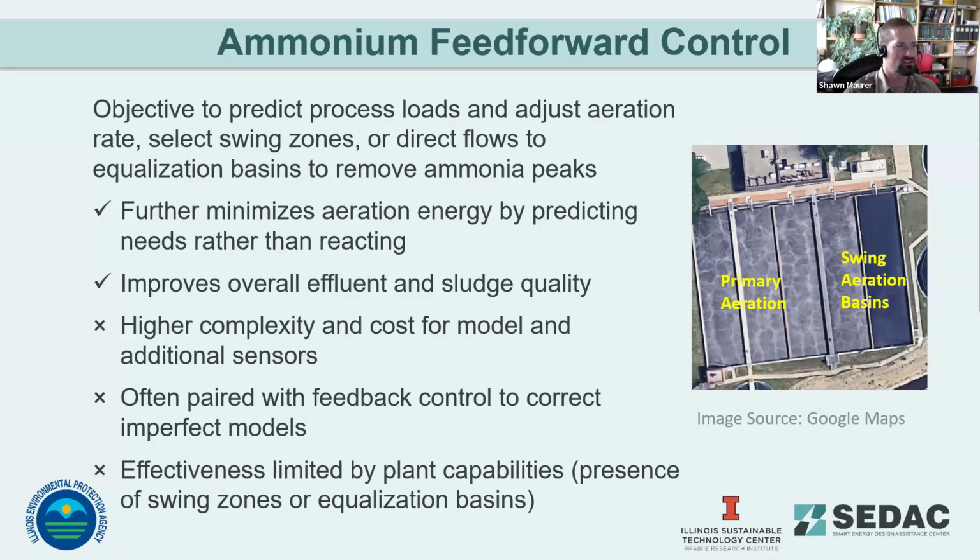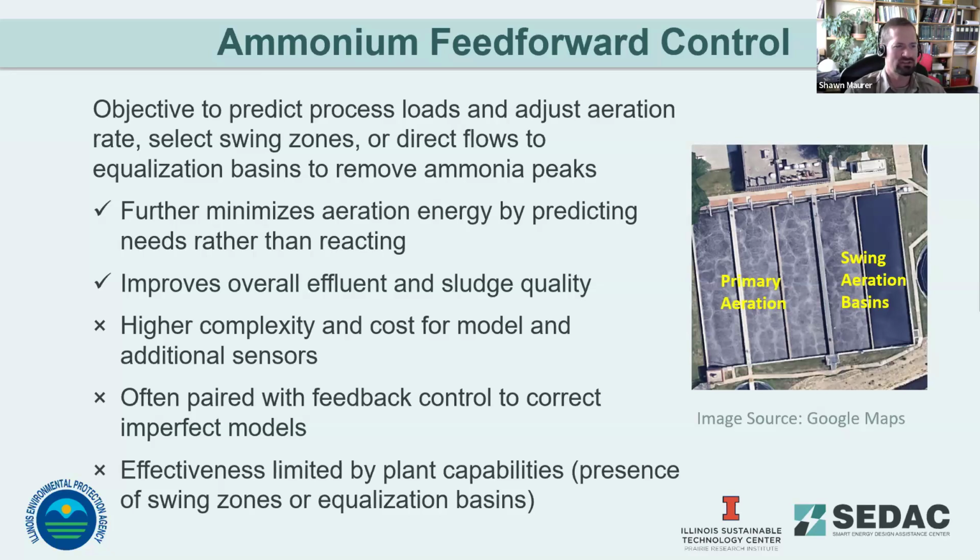A lot of plants that are doing feed forward control are using swing aeration basins or swing zones in their aeration basins where they can increase the volume of mixed liquor that contains those nitrifiers in it, and in that way can better react to changing loads. So an example is shown here on screen where there's primary aeration basins and then there's two swing basins in the image. One's active, one's not, based on their loading requirements. So it further minimizes aeration energy by predicting needs rather than reacting to them. So you have a much faster response to what you need.